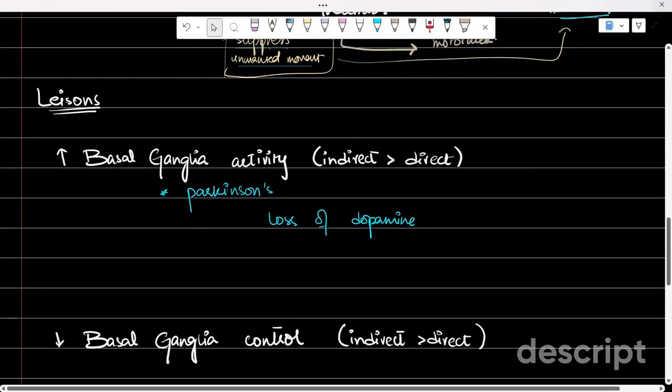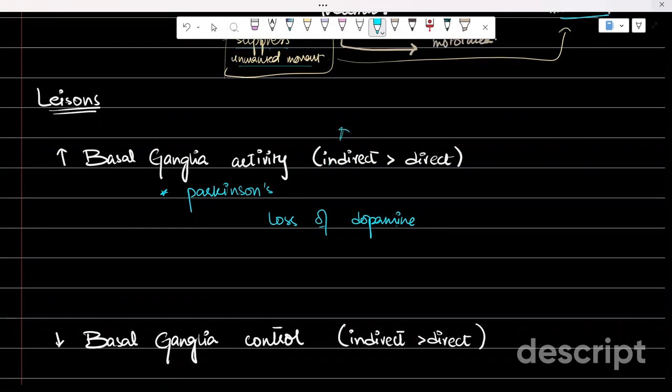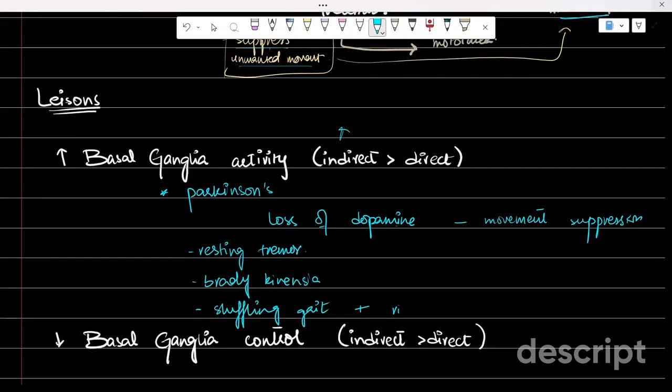So there will be a loss of dopamine, the indirect pathway will not be inhibited, there will be more action of the indirect pathway, and hence there will be less movement, there will be movement suppression. That is why you see all the symptoms of Parkinson's disease, which are resting tremor, akinesia, that means less movement, and shuffling gait, also the rigidity.